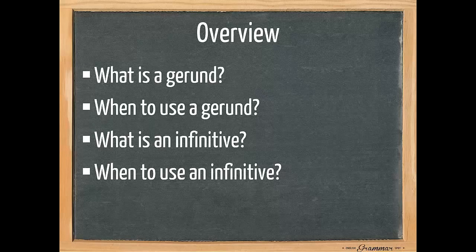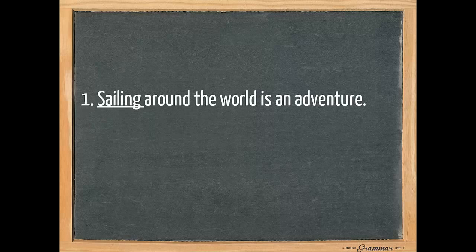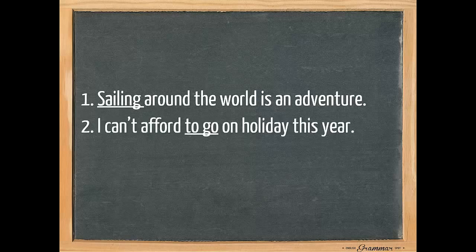So it's not a difference as in, say, oh, here you use a past simple and there you use a present perfect. Now take a look at these sentences. Sailing around the world is an adventure. I can't afford to go on holiday this year. In the first sentence, sailing is what we call a gerund. In the second sentence, to go is what we call an infinitive.